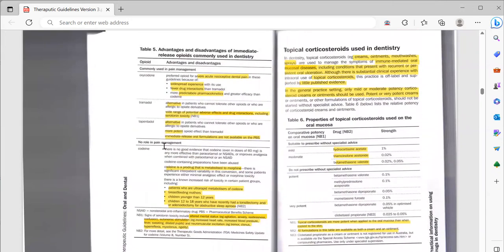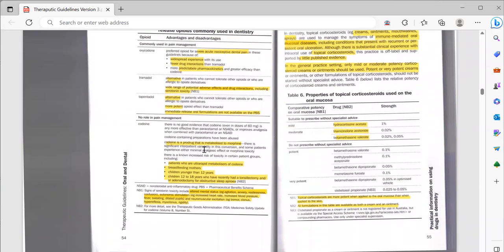So there is no role in pain management for codeine. There is no good evidence that codeine is any more effective than paracetamol or NSAIDs, or that it improves analgesia when combined with paracetamol or NSAIDs. Codeine containing preparations have been abused as a drug of abuse. Codeine is a prodrug that is metabolized to morphine.